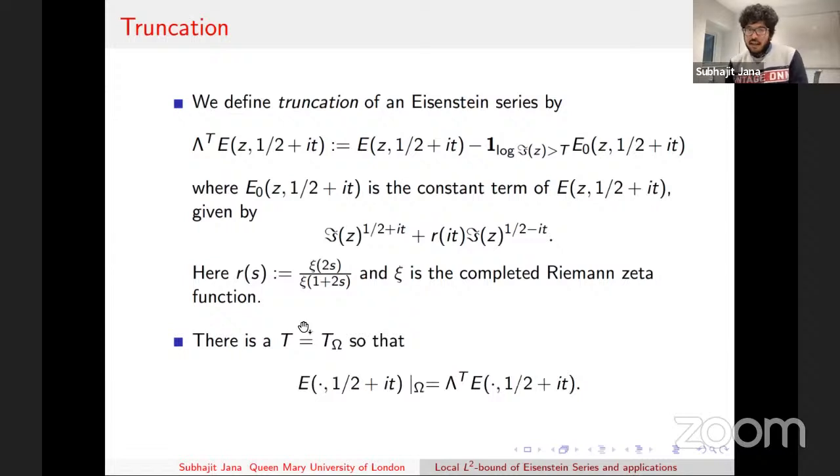A similar sort of truncation can be done for other groups. Let me not give you the definition because this is not enlightening for this talk. But the main point is that for every compact set omega, we can choose a T such that the restriction to omega has the same value as the truncated Eisenstein series.